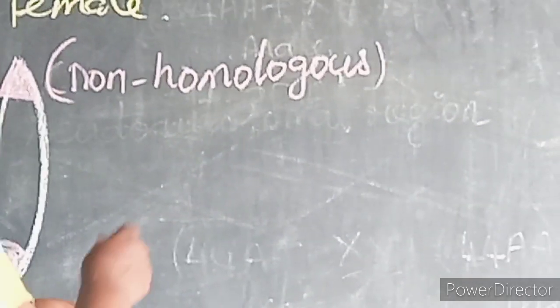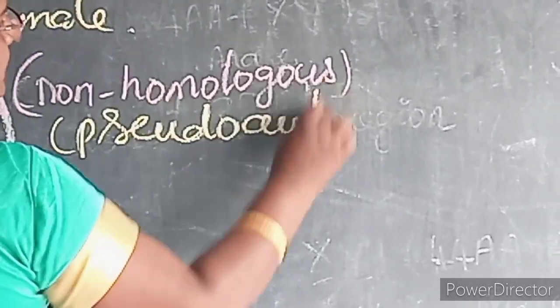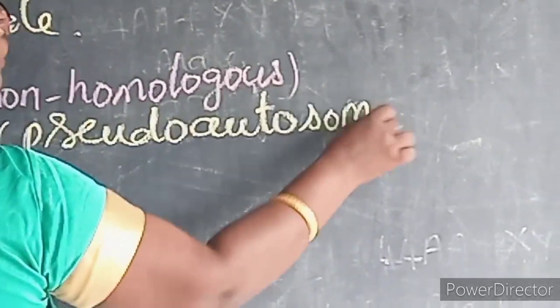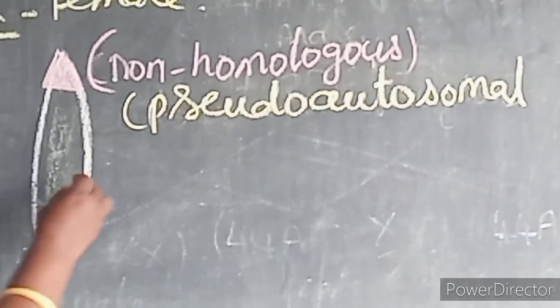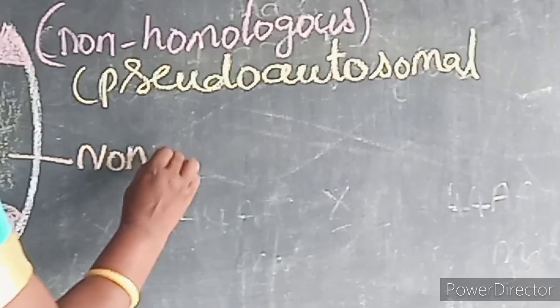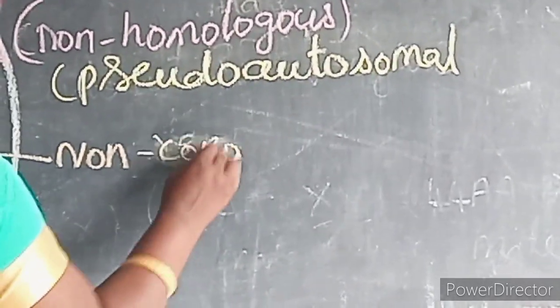This non-homologous region is known as what? Pseudo-autosomal region. Then the remaining portion is called the non-combining region. This is called what? Non-combining region of the Y.